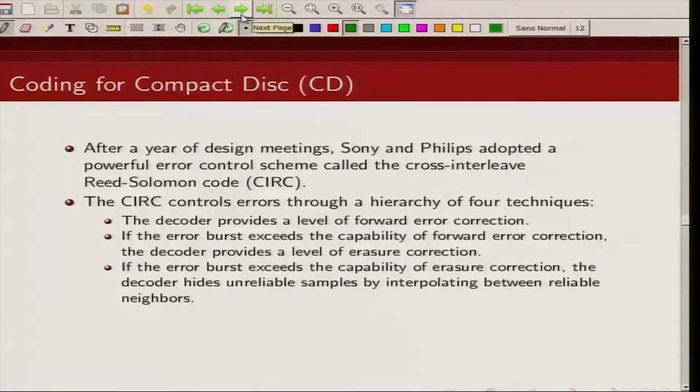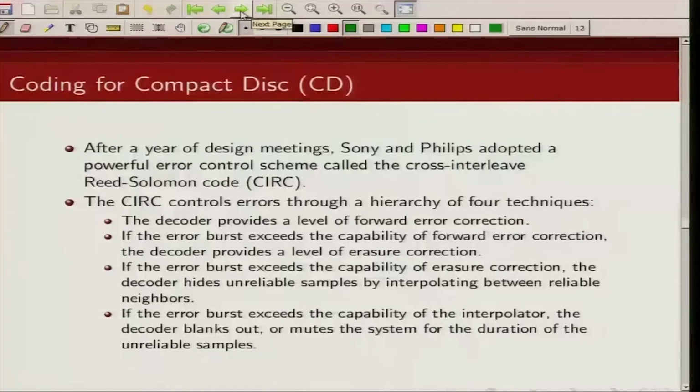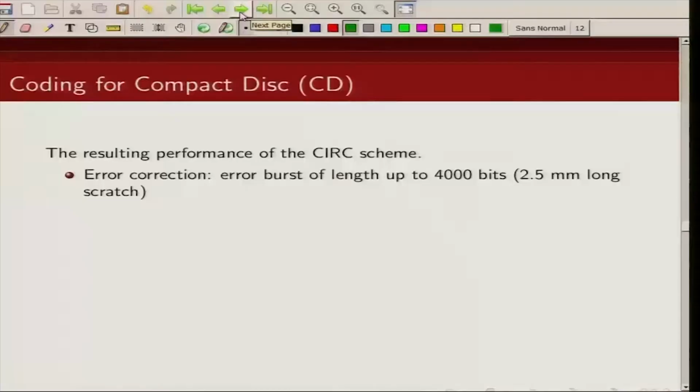Third, if the error burst exceeds the capability of erasure correction, then it tries to do some sort of interpolation between reliable neighbors so as to estimate what the data is. And if even interpolation fails, then the decoder just blanks out and you will hear a mute sound when the error is big enough that even the interpolation cannot work.